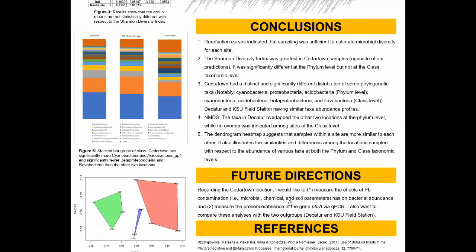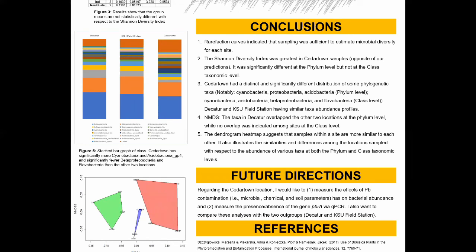And to summarize, the rarefaction curves indicate that sampling was sufficient for estimating microbial diversity. The Shannon index was greatest in Cedartown samples, which is opposite of our prediction. It was also significantly different at the phylum level, but not at the class level. Cedartown showed distinct distribution of some phylogenetic taxa, while Decatur and KSU Field Station had similar abundance profiles.